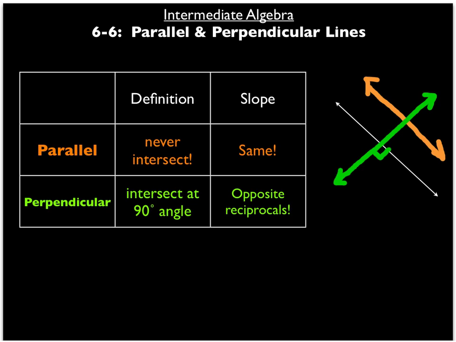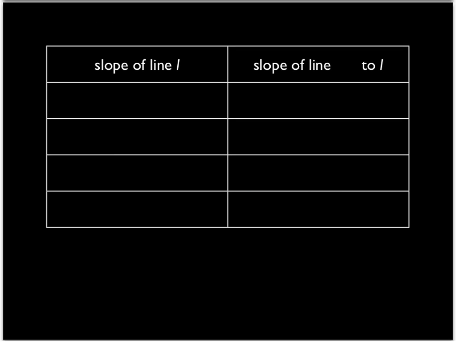Alright, let's actually examine some situations about slope here of perpendicular lines. Next chart, I'm going to draw some slopes in here, and then we'll try to figure out what the perpendicular slope would be. By the way, the symbol for perpendicular is an upside down T. You may have known that, but we'll just write that in there for you.